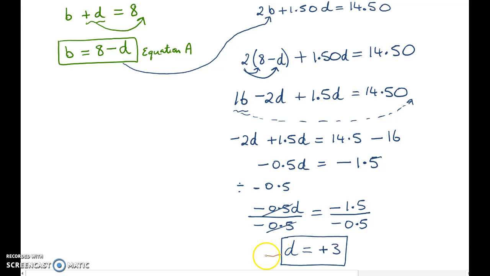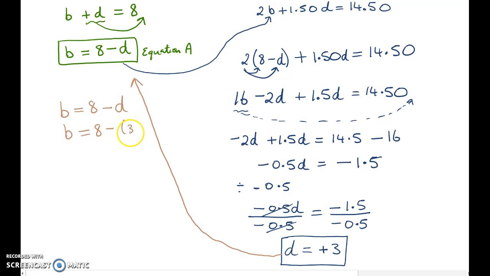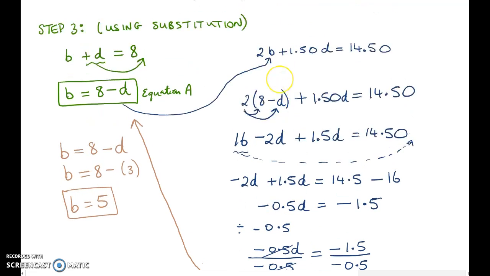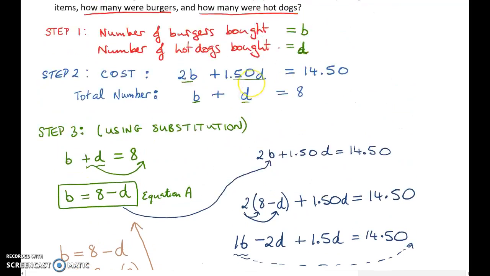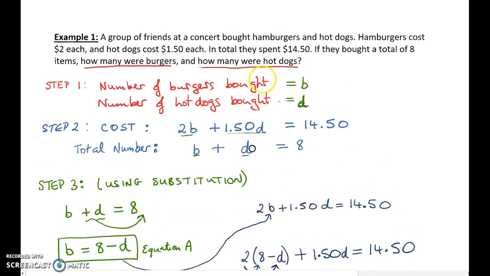What you would do is take this answer and bring it all the way back to equation A, where you had b is equal to 8 minus d, and now you're saying that b is equal to 8 minus 3, and b is equal to 5. Now, the last step is to answer the question as it was originally stated. So step 4 is to finish and answer the question.